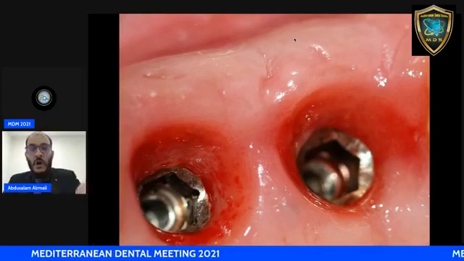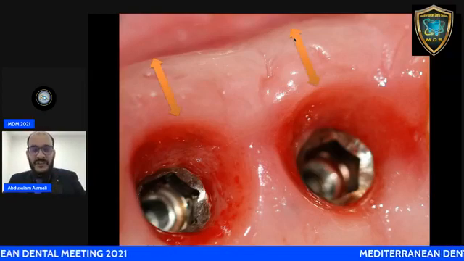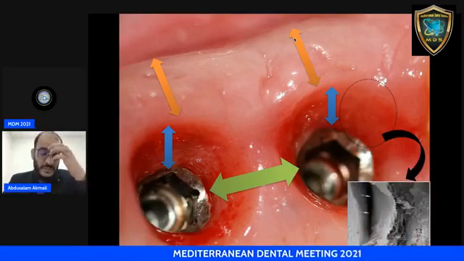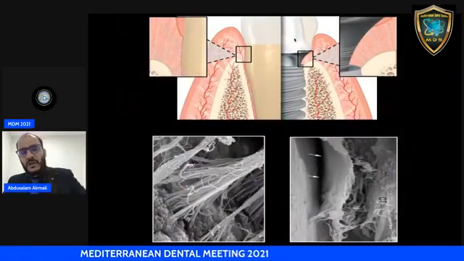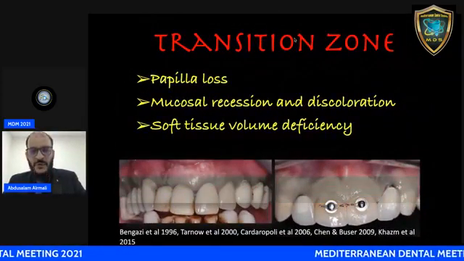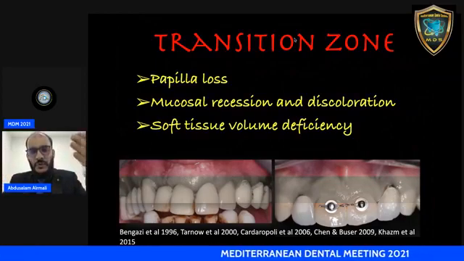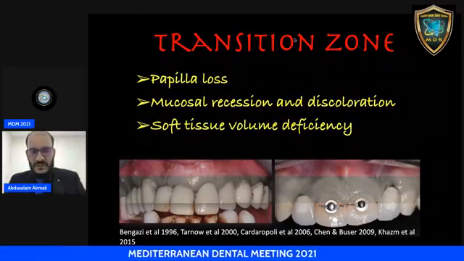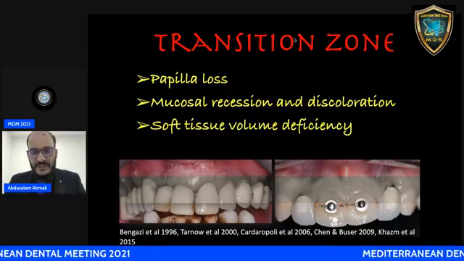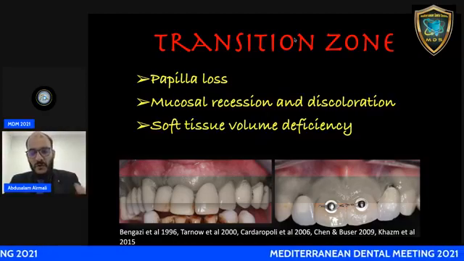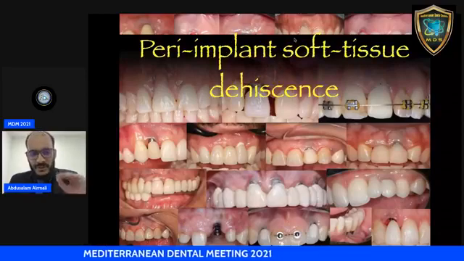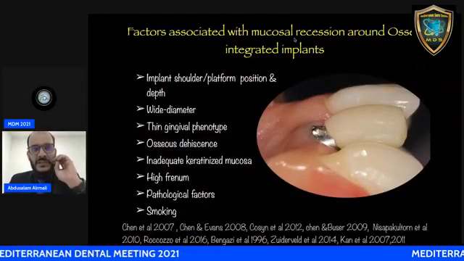If you consider all of these factors, you can prevent such complications from happening, because soft tissue around an implant, unlike around teeth, is like scar, a lot of fibrous tissue, with minimum blood supply, and most of those complications occur in the zone connecting the soft tissue with the gingival margin, which is called the transition zone. These complications can be reported as papilla loss, mucosal recession, discoloration and soft tissue volume deficiency. So today we're going to try to show you how we can manage those complications.